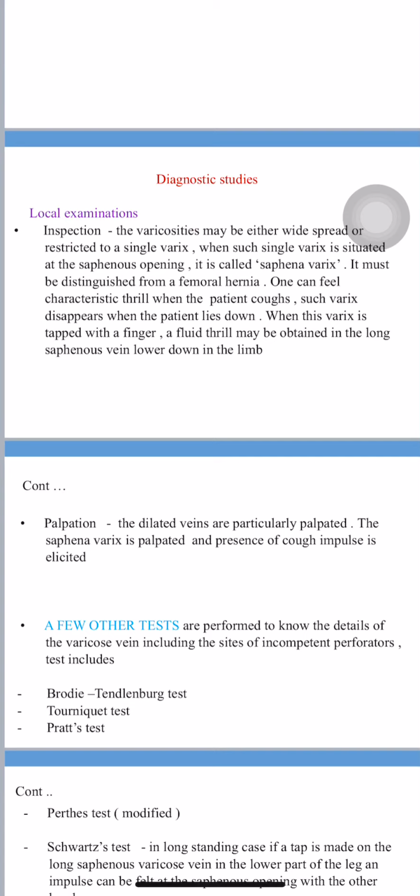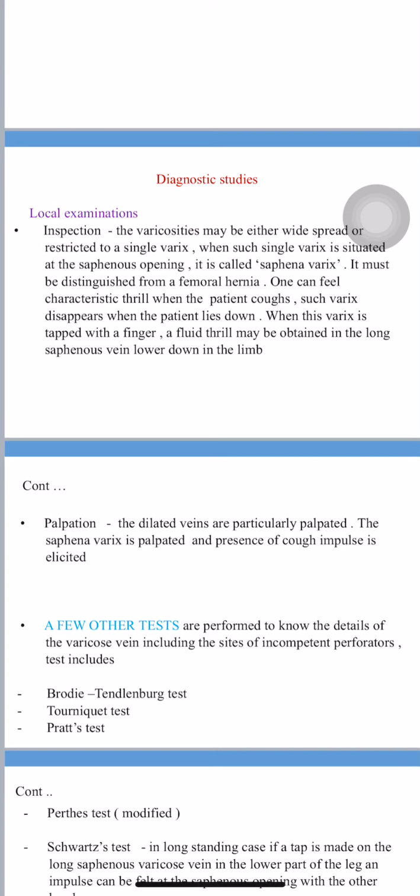it indicates the presence of an incompetent communicating vein above the tourniquet. Similarly, if the veins below the tourniquet fill rapidly whereas those above the tourniquet remain empty, the incompetent communicating vein must be below the tourniquet. So by moving the tourniquet down the leg in steps, one can determine the position of the incompetent communicating vein.